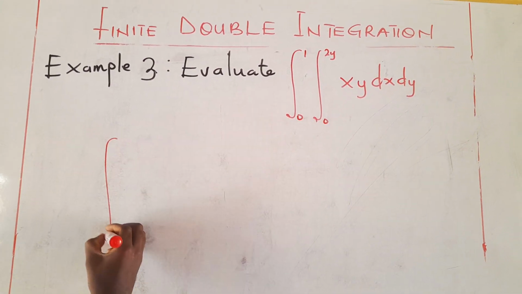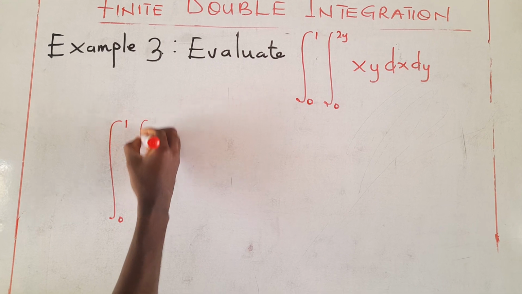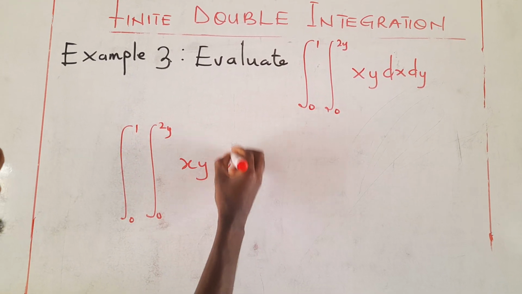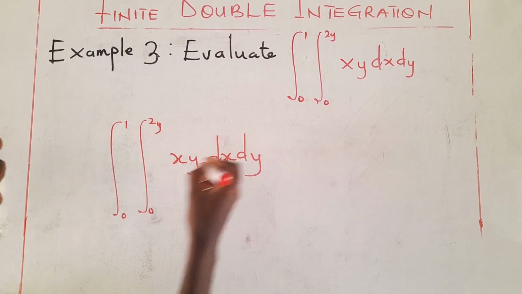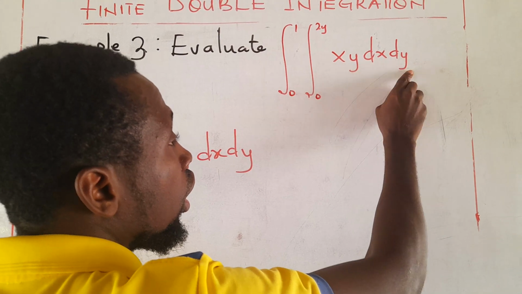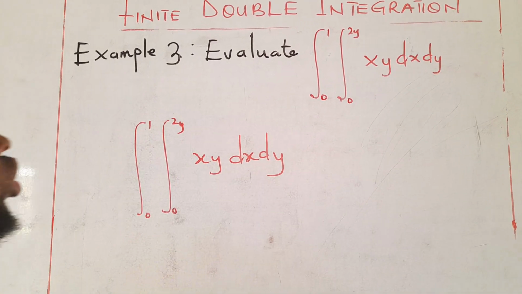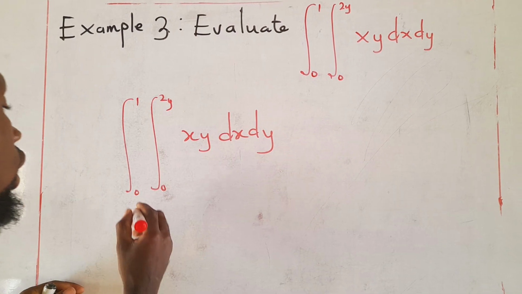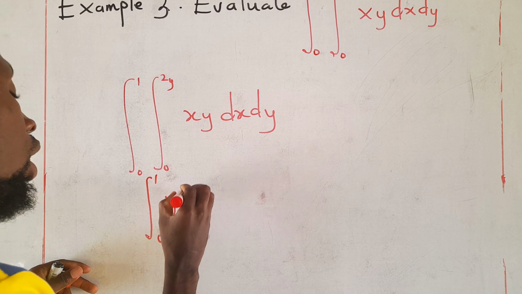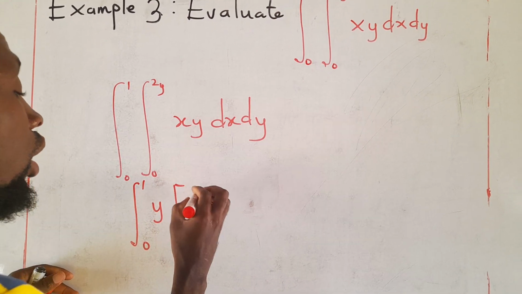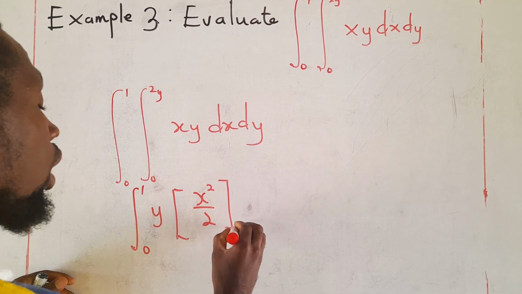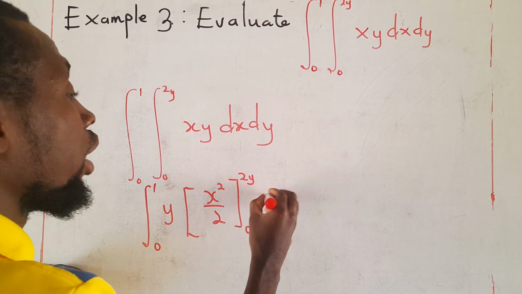You have the integral from 0 to 1, integral from 0 to 2y of xy dx dy. Remember, this will be for this. So that means we perform the dx first, then we go to the dy. So now how do we integrate this? The y will be held constant. So we have the integral from 0 to 1. Since it's constant, I'll bring it outside. How do I integrate this? I'll get x squared over 2 from 0 to 2y dy.